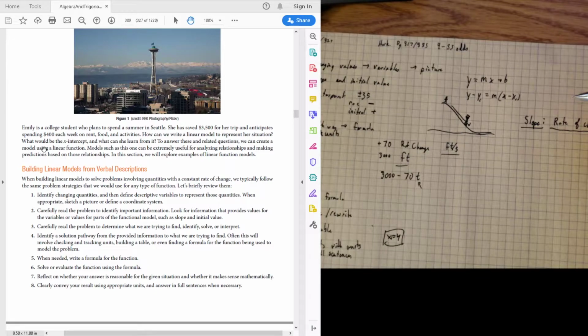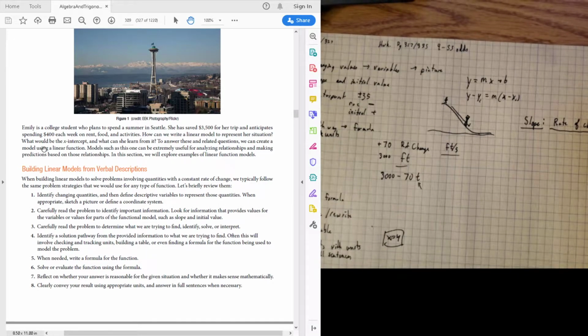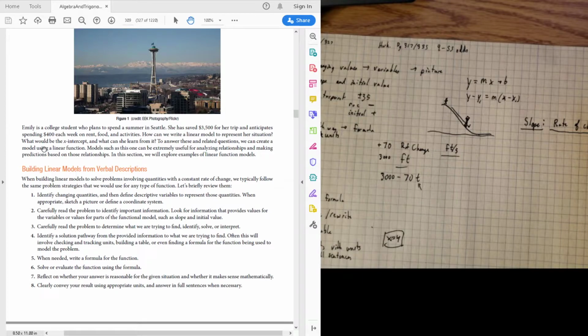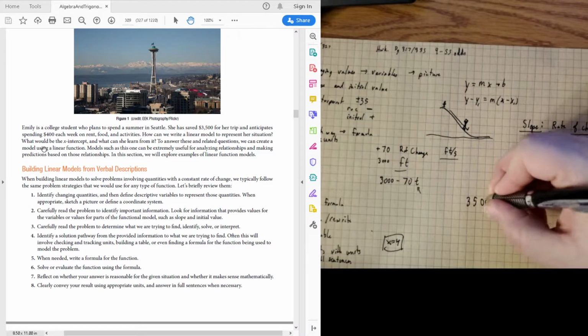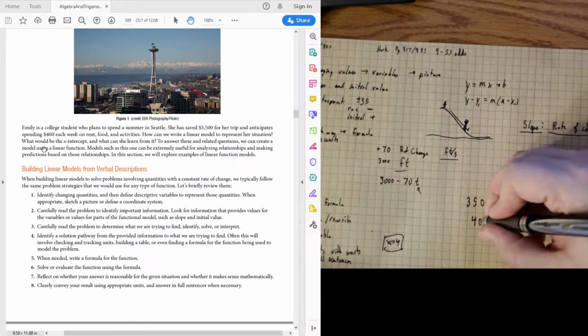Emily is a college student who plans to spend a summer in Seattle. She saved $3,500 for her trip and anticipates spending $400 each week on food, rent, and activities. The rest is dictating the rest of the problem. The big pieces there are understanding that we've been given two numbers. We've been given $3,500 and $400.